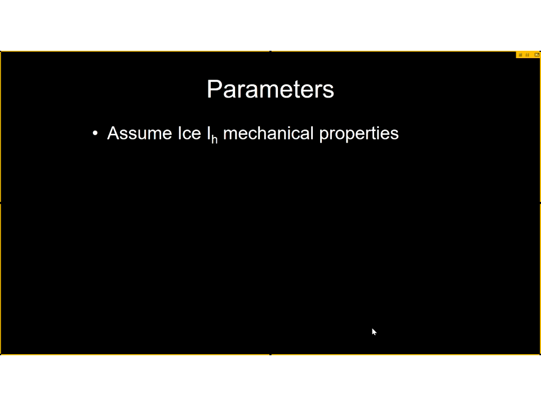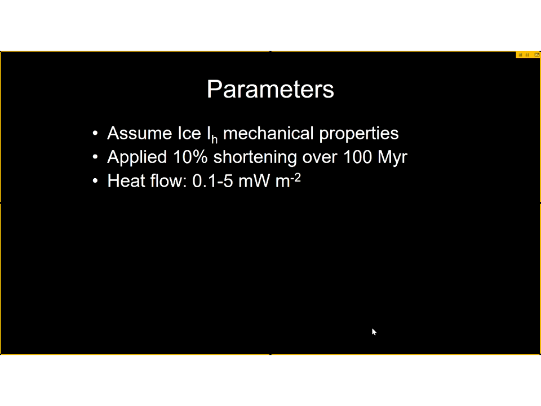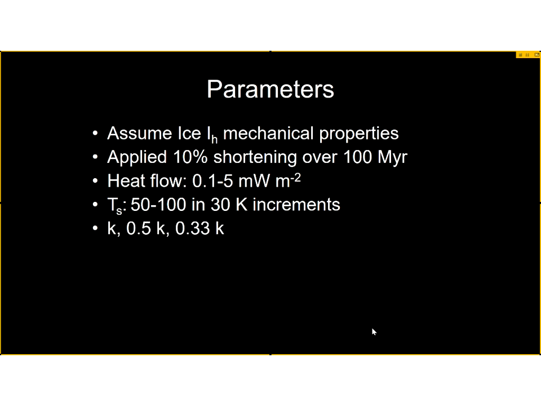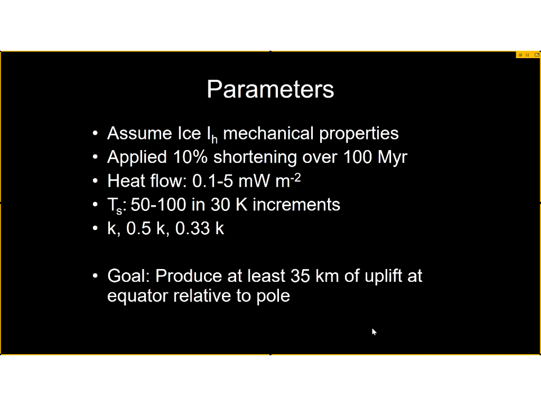So I assume ice 1 mechanical properties. That basically means what is the Young's modulus and what's the Poisson's ratio. I applied this 10% shortening. I looked at a range of heat flows, 0.1 to 5, and then I looked at 50 to 100 in these 30 Kelvin increments, and then I also looked at a couple of different conductivities. So my goal is to produce at least 35 kilometers of uplift at the equator relative to the pole.